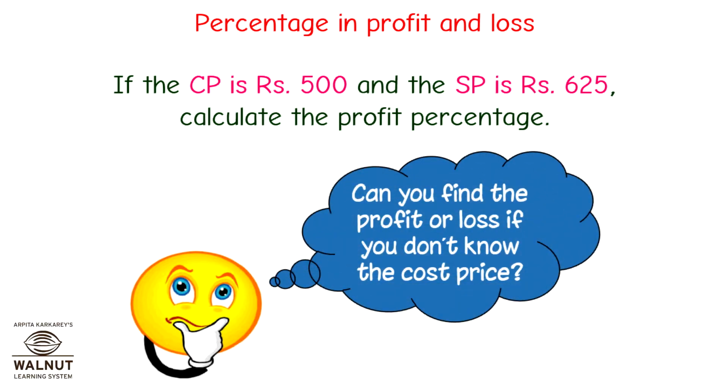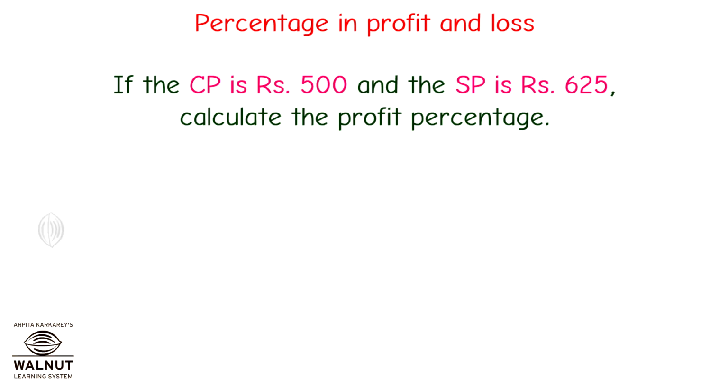Can you find the profit or loss if you don't know the cost price? Of course not. If the CP is rupees 500 and the SP is rupees 625, calculate the profit percentage. From the question, what do you understand? For rupees 500 cost price, the profit is rupees 125. And we want to know the profit for rupees 100.